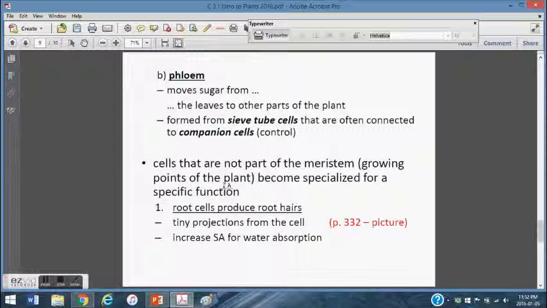The second type is phloem. Now phloem moves sugar from the leaves to other parts of the plant. And they are formed from sieve tube cells that are often connected to, excuse me, companion cells. The companion cells provide control over the sieve tube cells and over the use of phloem.